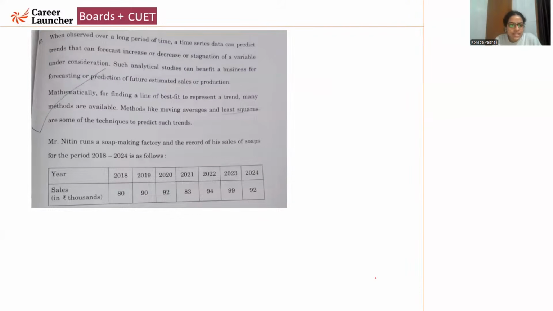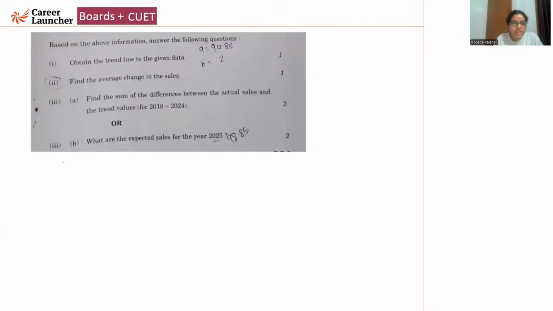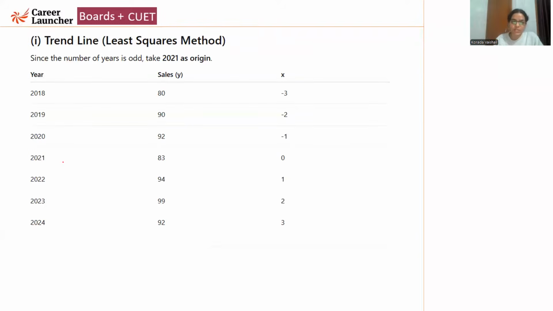It says कि हमारे पास एक time series based data है and this is the table and we have to obtain the trend line to the given data and मुझे average change बताना है. So coming to the main table, you will have to consider क्योंकि number of years odd है तो मैं सबसे बीच की जो value है 2021 उसको consider करेंगे and then you will find the value of deviation basically 2018 minus 2021. ऐसे हमने पूरा एक table बना दिया. -3, -2, -1, 0, 1, 2, 3.